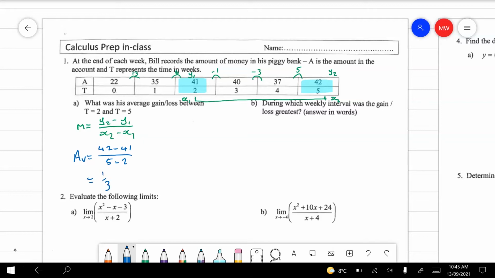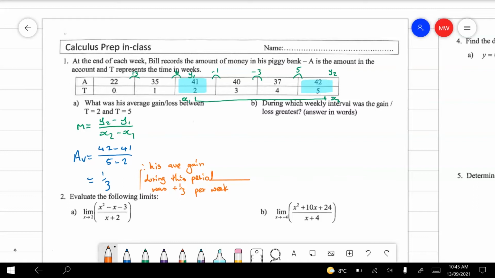We might answer this one as a worded answer, seeing as it's a worded question. So therefore his average gain during this period was positive 1/3 per week. All right, let's move on.